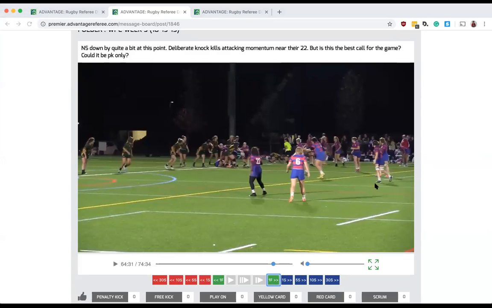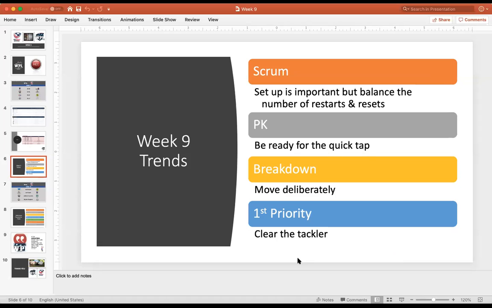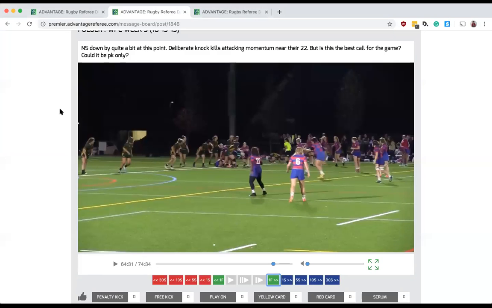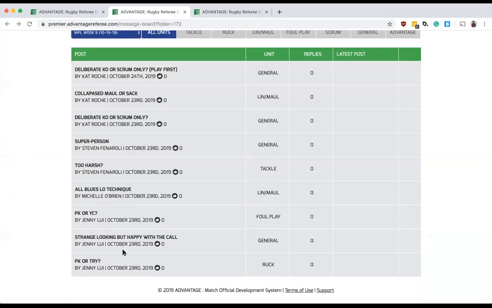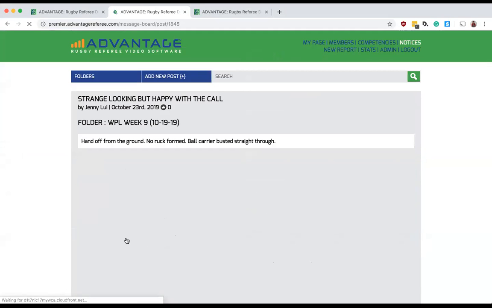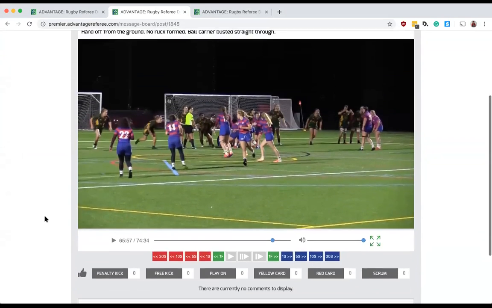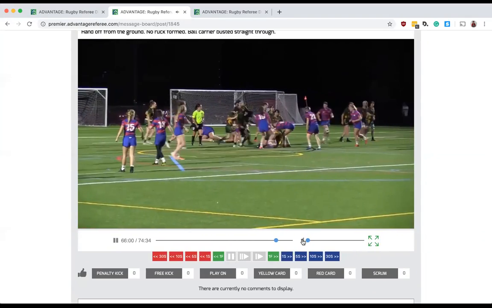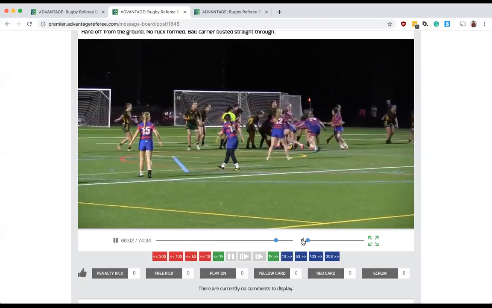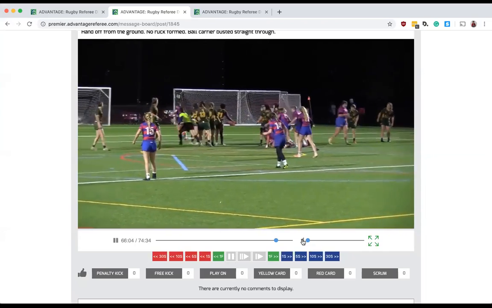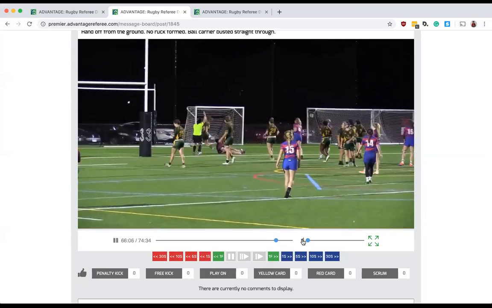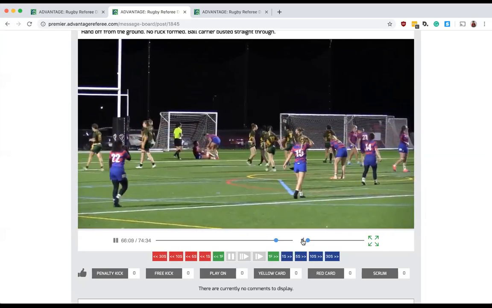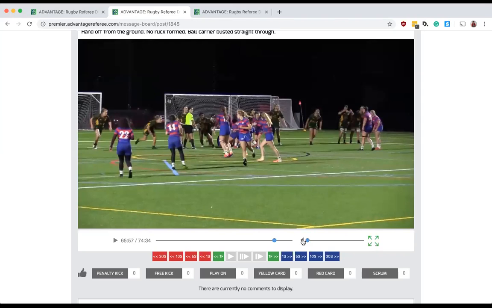Cool. And then there's one last clip. This is just sort of a strange picture, and it just ended up as a try. So the player on the ground hands the ball up to a potential rucker, but the ruck never formed. And she just made her way through the traffic.